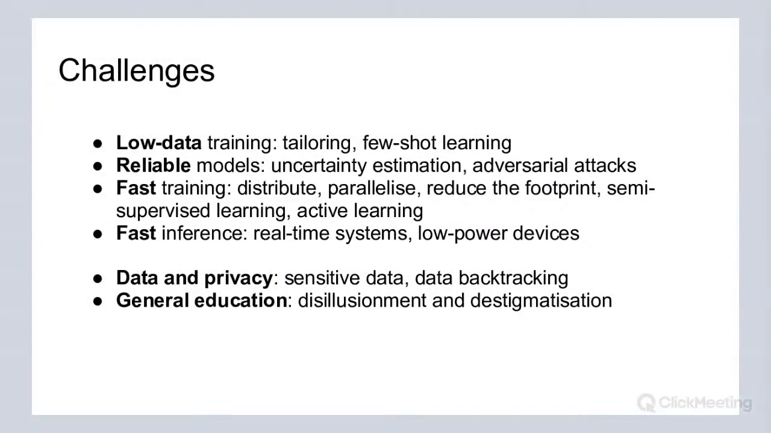The first problem is that neural networks are data hungry, and you need specific ways to train them with low data, like few-shot learning and so on. Neural networks can also produce gibberish in some cases, so they are not reliable. For example, they cannot predict whether they are right or not, and there are special ways to attack these models, so you need to pay attention to how to defend your model against them, to make reliable models.